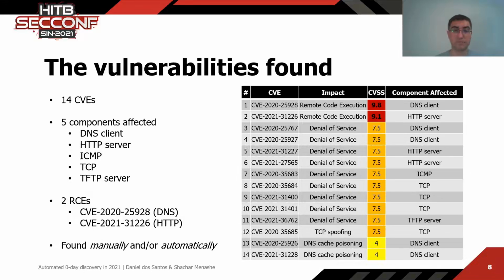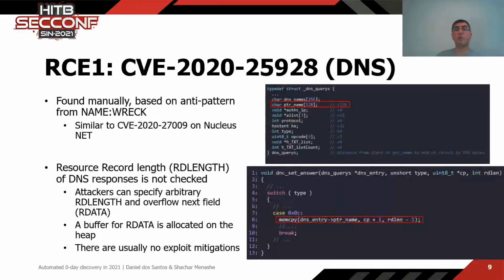The interesting point is those vulnerabilities were found both manually and automatically, right? Some of them only manually, some only automatically, and some in both ways. So let's talk quickly about the RCEs. The first RCE affects the DNS component, and it was found manually based on a pattern from a previous research that we had, NAME:WRECK. So it's similar to one of the CVEs that we had found before on another TCP/IP stack called Nucleus NET. And the issue here is that basically the resource record length on DNS responses, called RDLENGTH, is not checked, right, for the size, basically.